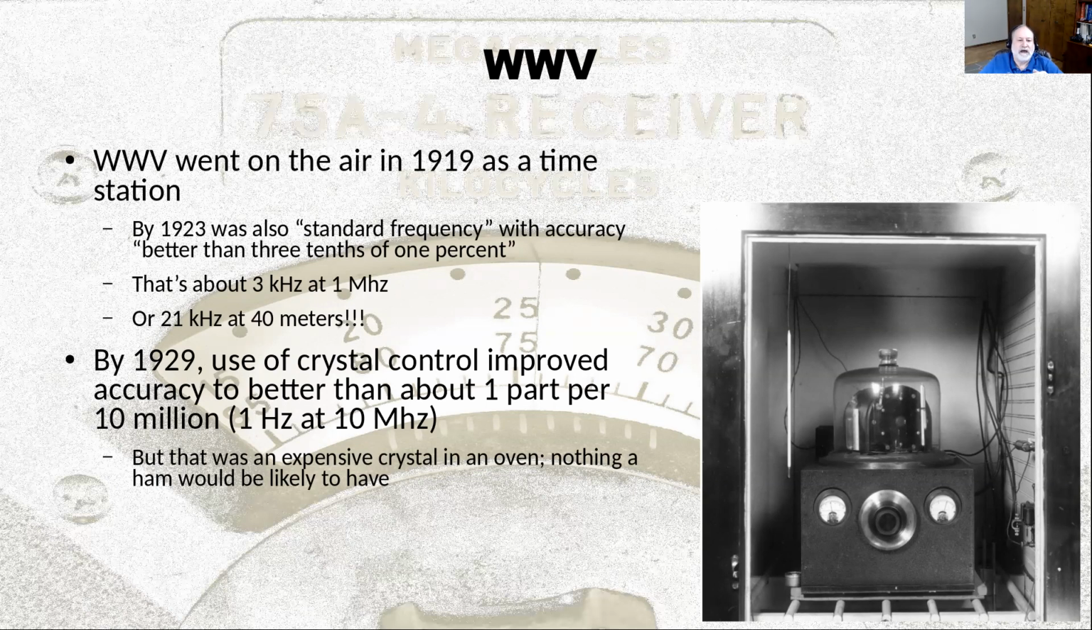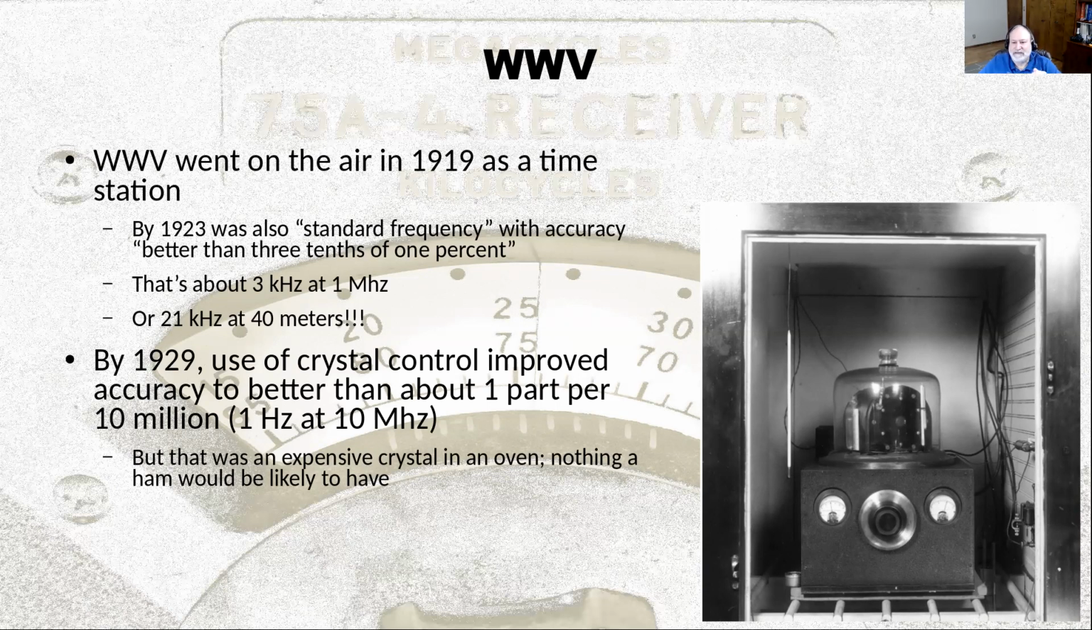By 1929, though, use of crystal control improved WWV's accuracy to better than about 1 part per 10 million. That's a hertz at 10 megahertz. That is an absolutely astounding improvement in only 6 years, but it's what crystals could do. However, it's fair to say that was not the kind of crystal that a ham would ever have. This was a very expensive crystal.